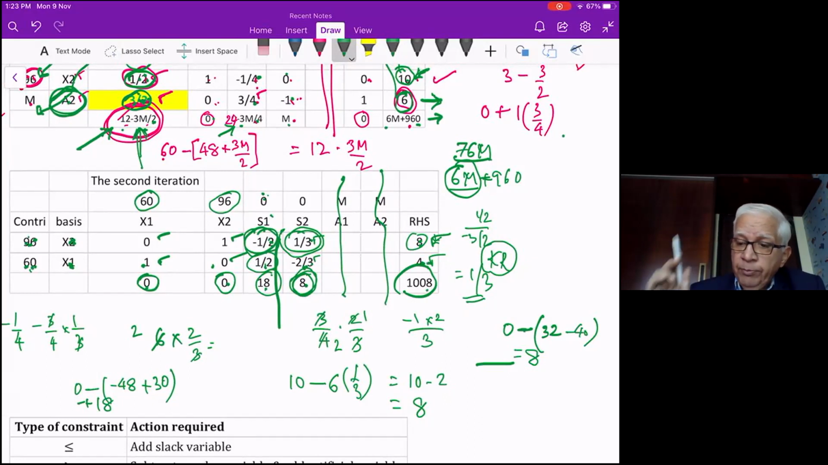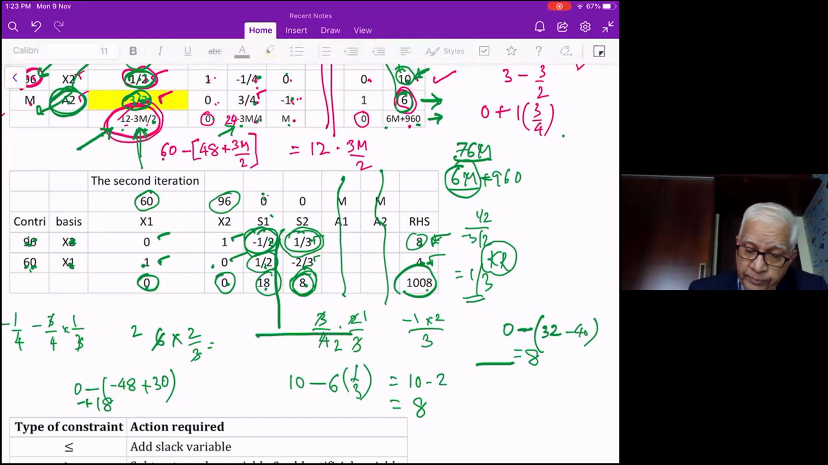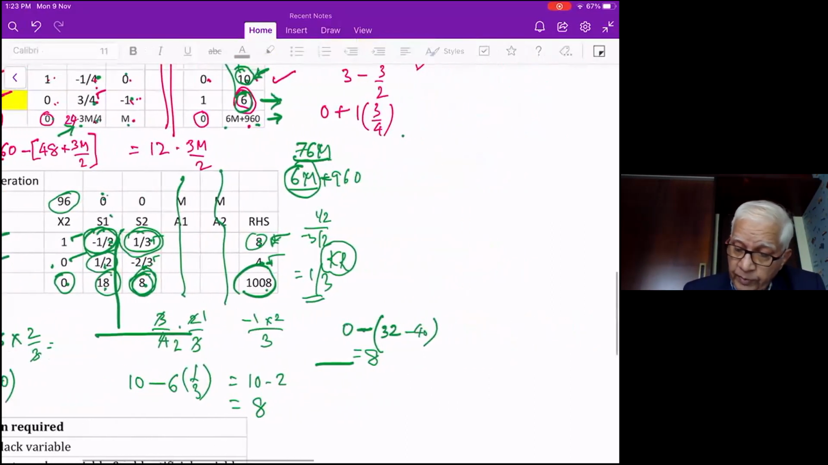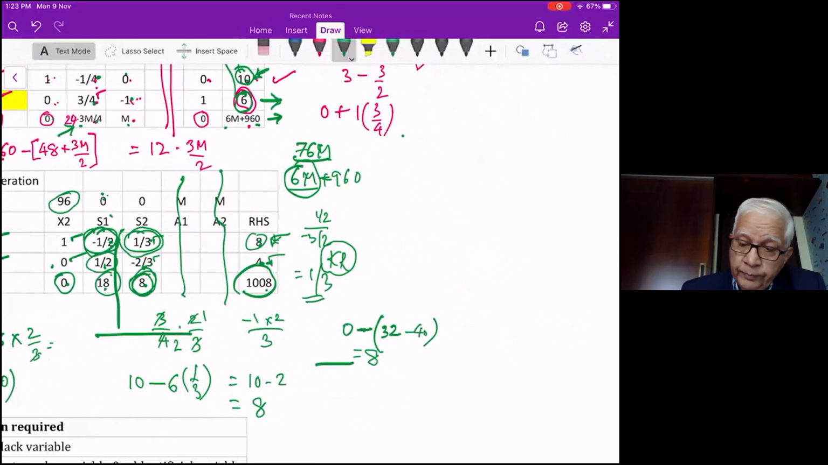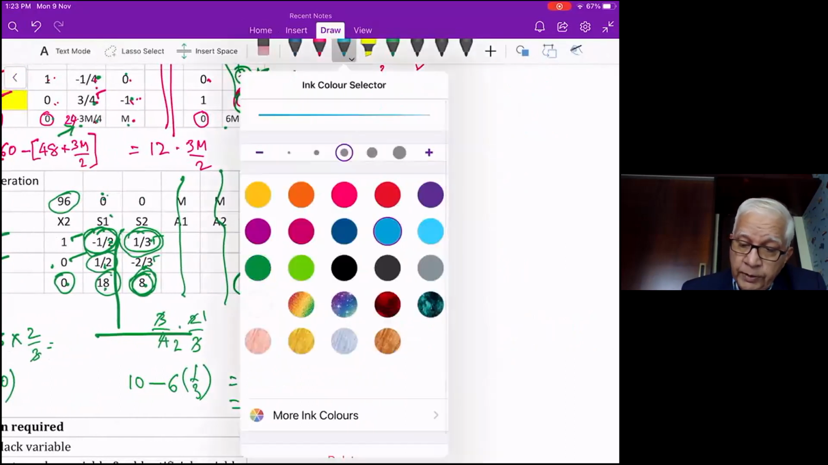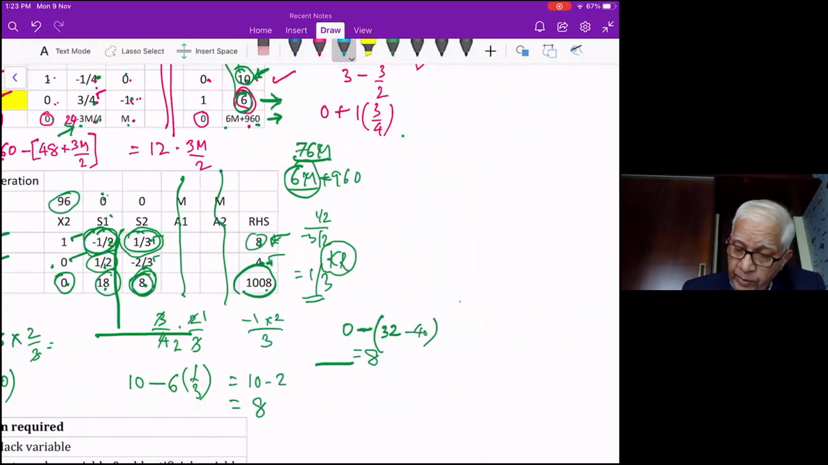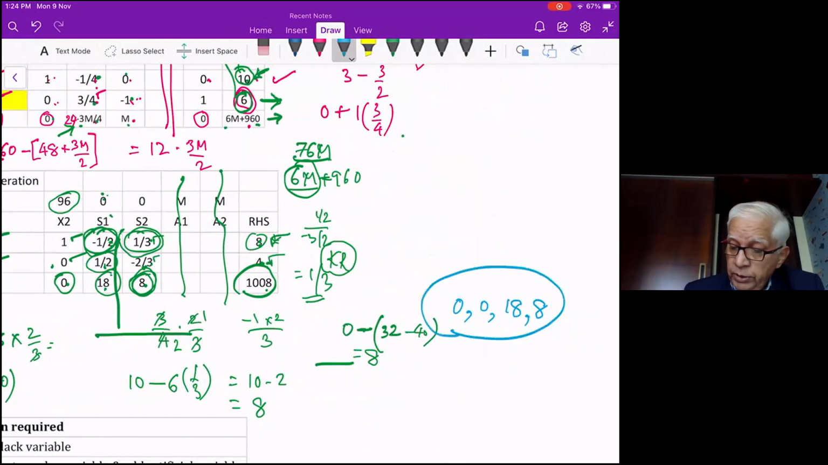And what are the numbers in the index row? Let me write down the numbers in the index row. The numbers in the index row are 0, 0, 18, 8, under the columns x1, x2, s1, s2. Is there any negative number in this? No. This is 0, this is 0, this is positive 18 and this is positive 8. That means there is no negative number in the index row.